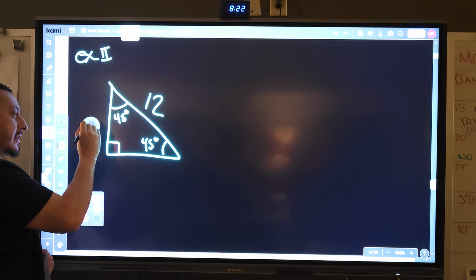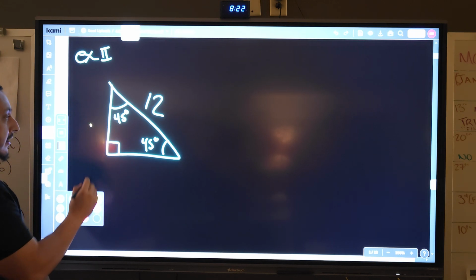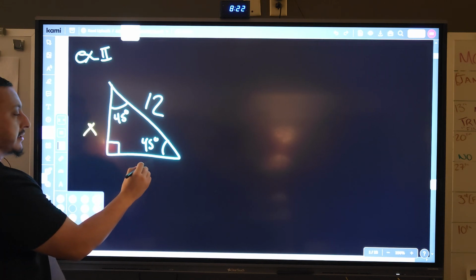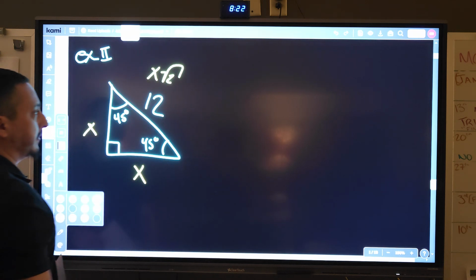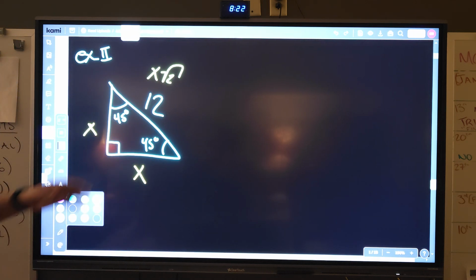So we know this side, let me use a different color here, has to be x, this side has to be x, and this side is x square root of 2. Right? That's what it has to equal. And when you look at it, you're like, well, there's no square root of 2, right?